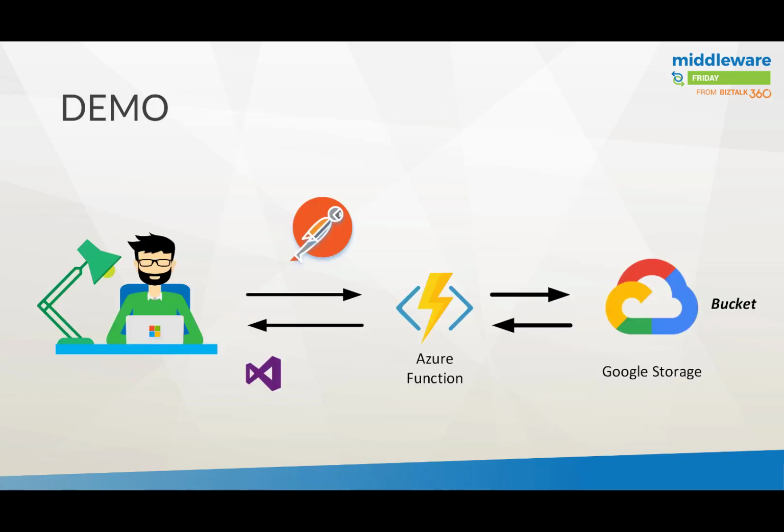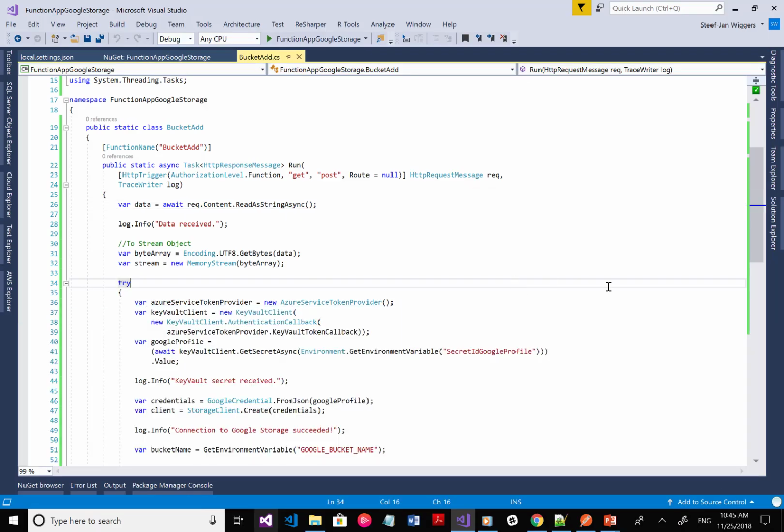So let me demonstrate and walk you through a bit how you could send files or messages to a storage function that would then send those to a Google storage bucket. Here I've created a function in Functions version 1, so that's full .NET Standard.